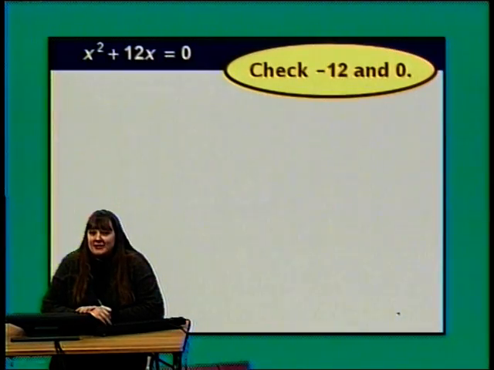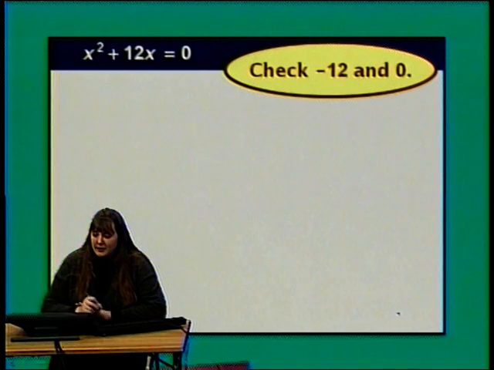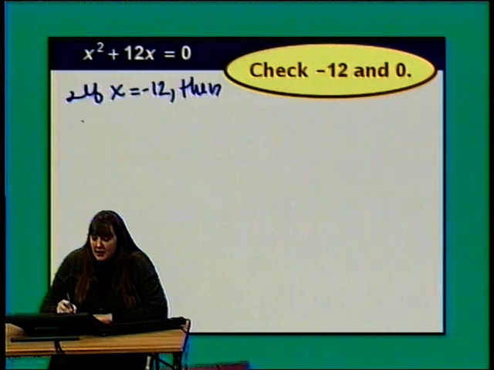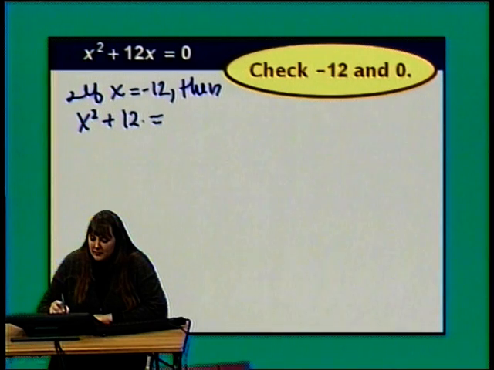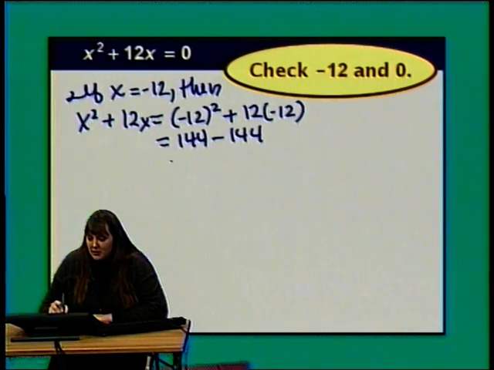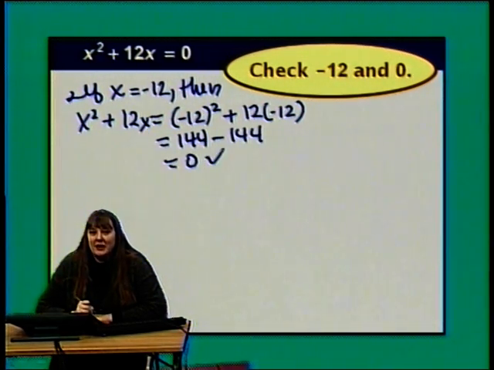I do need to still check these answers, negative 12 and 0. So if x equals negative 12, then x squared plus 12x is the square of negative 12 plus 12 times negative 12. The square of negative 12 is positive 144, and 144 minus 144 is 0. So that checks. I think I'm going to do the other check in my head.